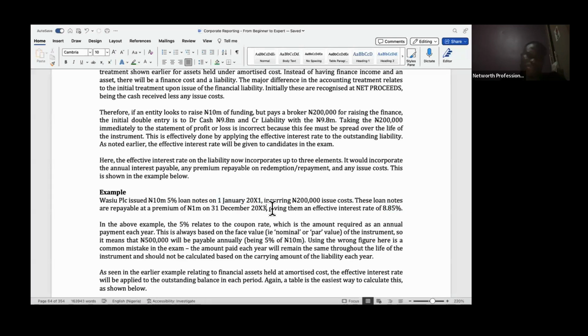If I may ask you, in this scenario, how much additional cost is he incurring on the money he borrowed over the 3 years? What's the additional cost over the 3 years? What's the cost of borrowing this 10 million? Any guess for the 3 years? Can you tell me? Because that's what this 8.85% is actually representing. That's what it will help us spread over the 3 years. What is he paying as additional cost?